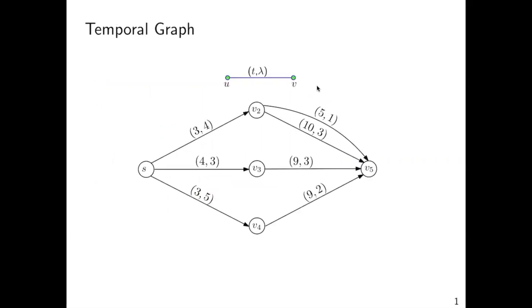Here is an example of a temporal graph in which every edge is associated with two parameters, t and lambda, where t denotes the departure time of a vehicle starting at a vertex, say u, whereas lambda denotes the duration time from u to v.